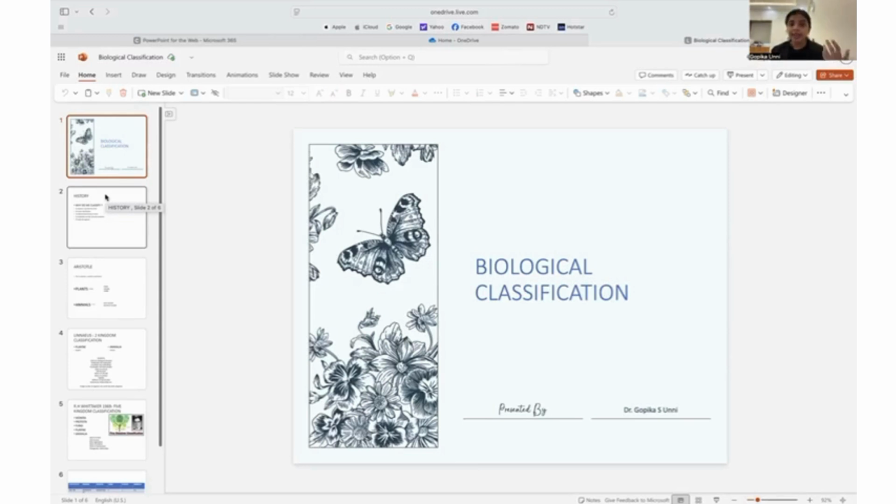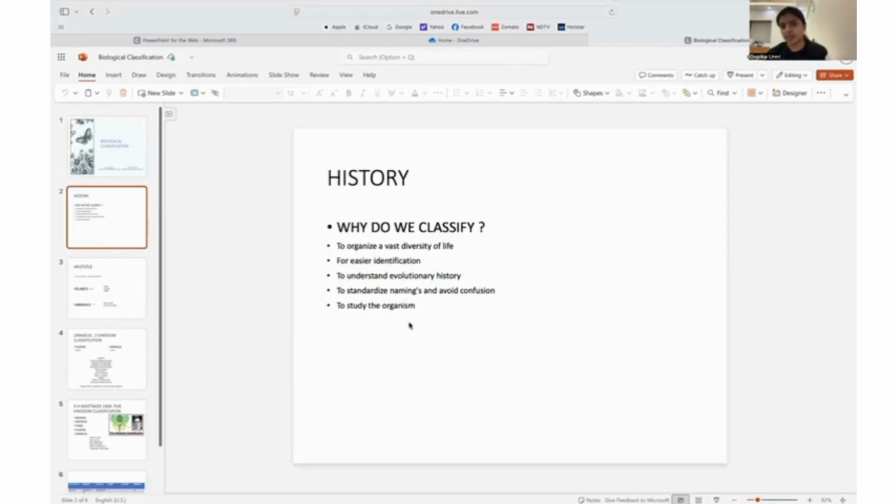Now, why biological classification is just a gist. There's a vast diversity of life, right? So we have to organize them for easier identification, to understand the evolutionary history, to standardize the namings, to avoid confusion, and to study the organisms. Now, this is not that important, but it is just to give you an insight as to why we need to study biological classification. That's why I've given you this.